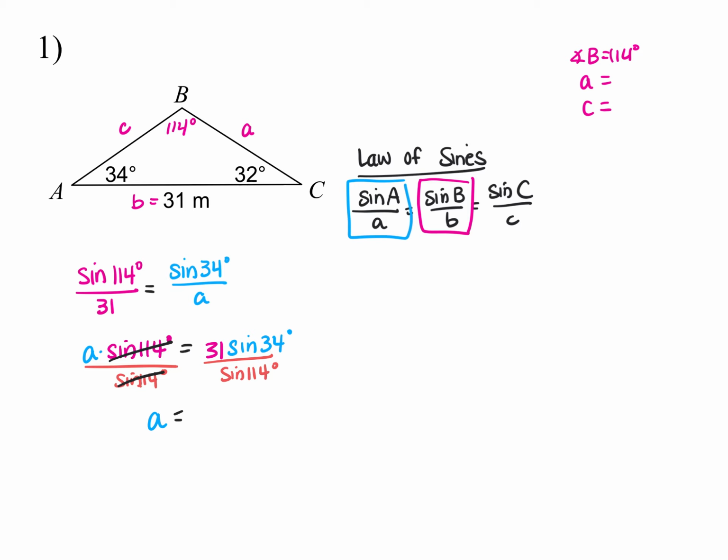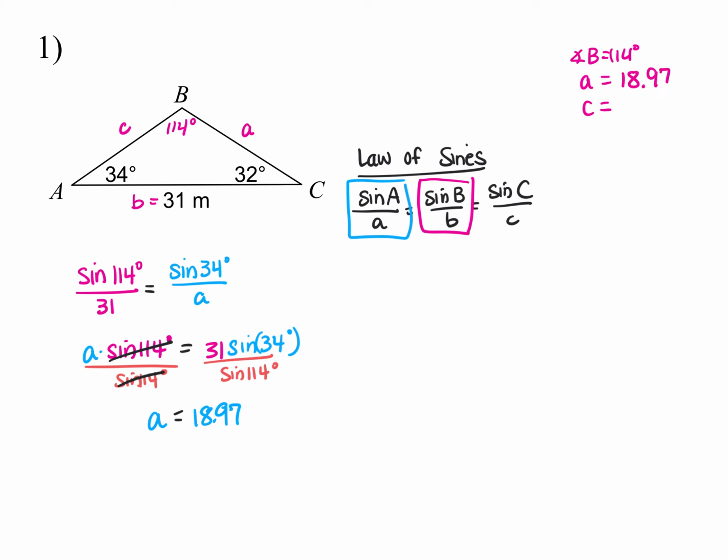Watch a couple of things. When you type sine into your calculator, it's going to open up a set of parentheses. Just make sure you close that before you divide by the sine of 114. So go ahead and type that into your calculator and see what you get. And I think you're going to get 18.97. Okay, so that's the measure of little a, 18.97.